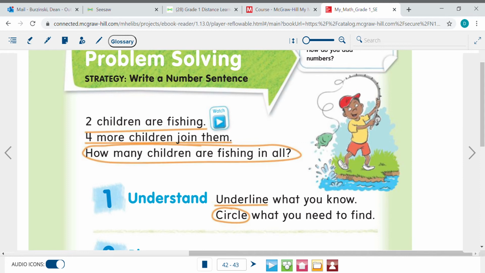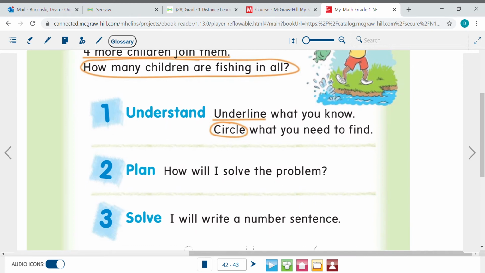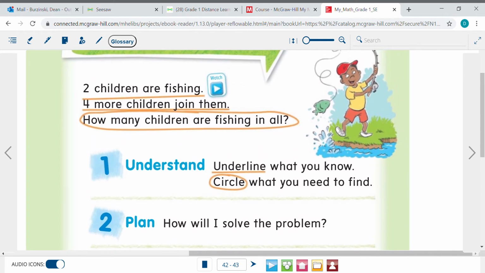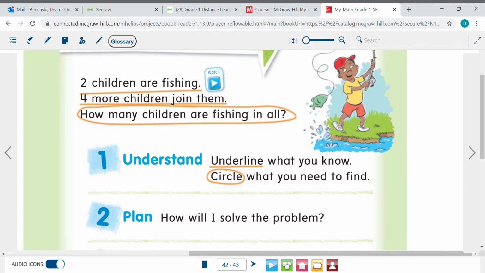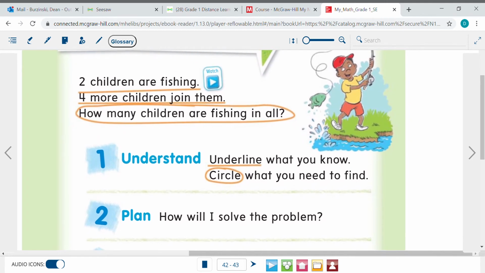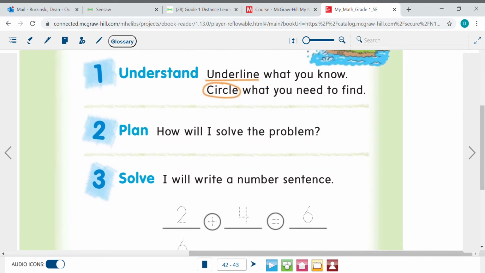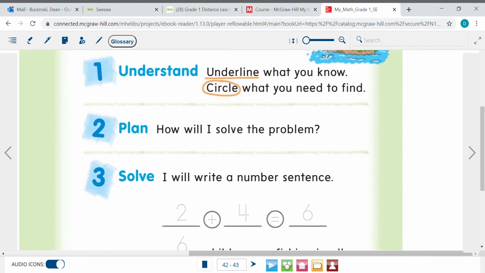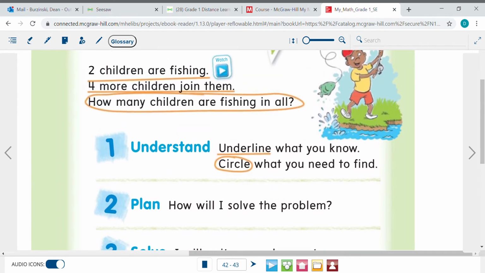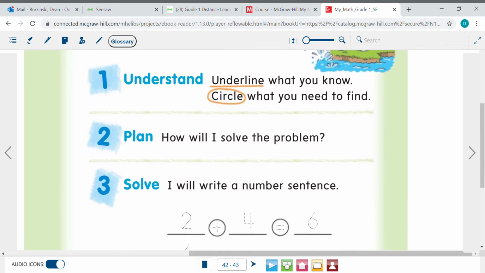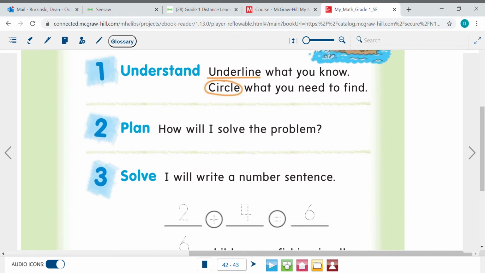So let's see what number 2. How am I going to solve this? I know two children are fishing, and I know four more join them. And what I need to find is how many are in all. So my plan is to write a number sentence. And you can see right here, they have 2 for two children are fishing, and they have four more join them. And in between, we're going to plus or add them together so we can find how many are in all. And you can trace over this 2 plus 4, and what does that equal?